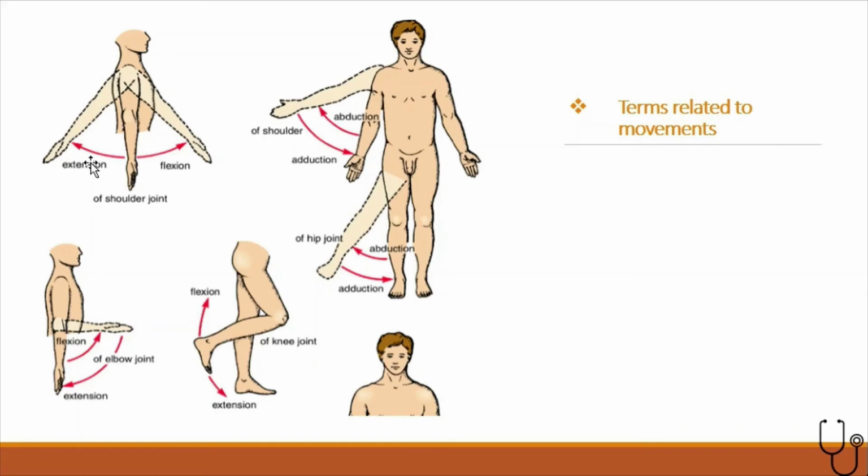Then the extension. The extension means straightening the joint. It is usually a posterior movement. You can see this is the posterior side, so the extension is usually a posterior movement. But in some joints, like the knee joint, the extension is an anterior movement. The flexion of the knee joint is a posterior movement and the extension of the knee joint is an anterior movement. Then we will look at abduction and adduction.